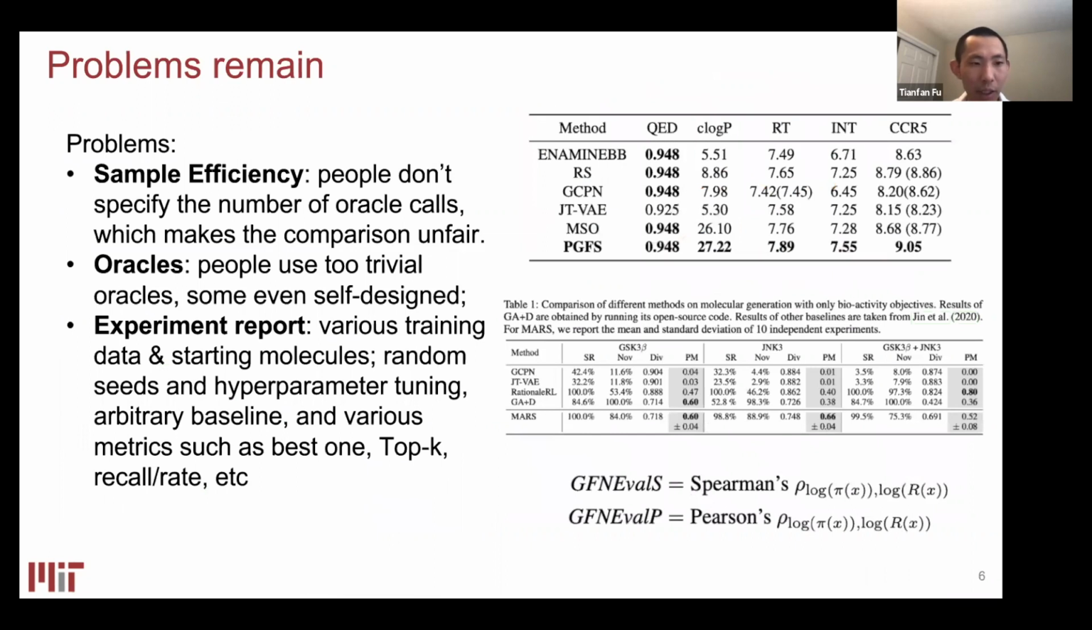The third problem is experimental reporting. Different methods have different setups, including training data, starting molecules, different random seeds, and hyperparameter tuning strategies. They will also select arbitrary baseline methods and report various metrics such as best one, top K, recall, and so on.